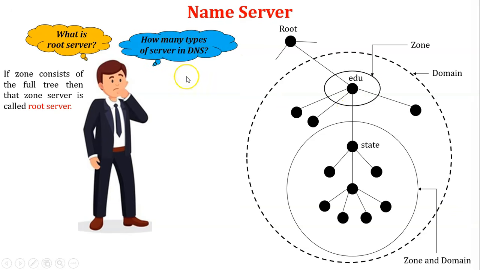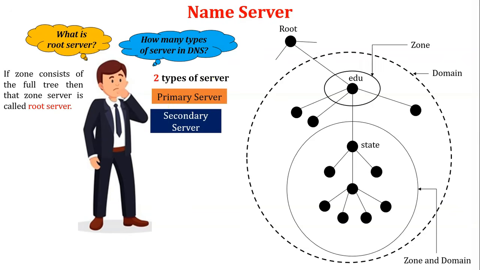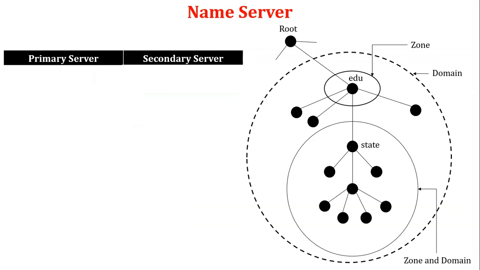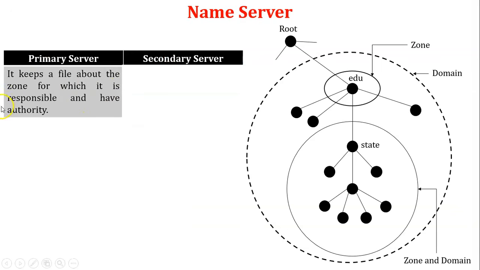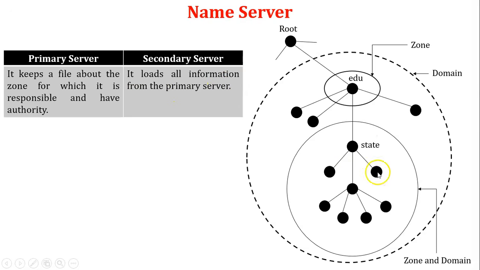Next, how many types of server are there in DNS? There are two types of server. The first one is the primary server and the other one is the secondary server. Let's discuss both servers. Primary server means it keeps a file about the zone for which it is responsible and has the authority. Now see in this diagram, here edu is the primary server because it keeps a file about the zone. If any node connected in this domain is directly or indirectly connected with edu, edu updates the database. So here edu is the primary server. Next, secondary server means it loads all the information from the primary server. So here state is the secondary server.